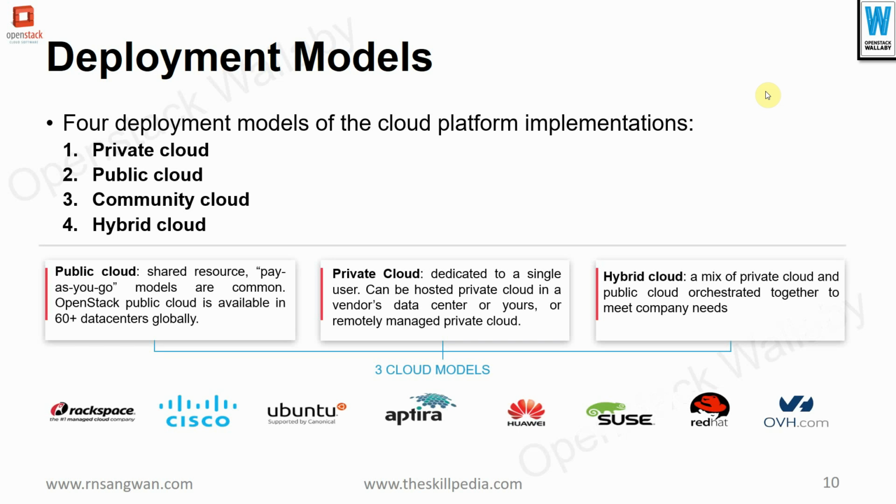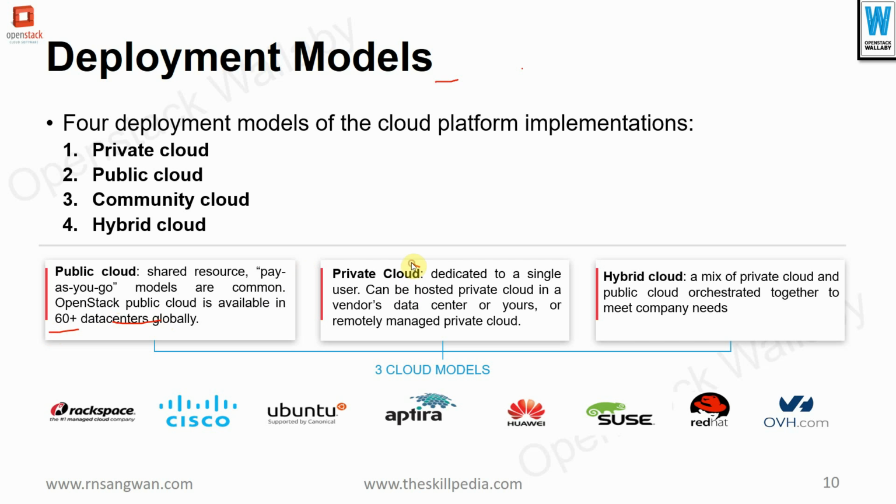Public cloud, shared resources, pay as you go. Pay as you go models are common. OpenStack public cloud is available in 60 plus data centers globally. AWS is public cloud. Oracle Cloud Infrastructure, OCI, is public cloud. DigitalOcean is public cloud. They are public clouds because anybody can subscribe, select the payment model and use the resources on pay as you go.